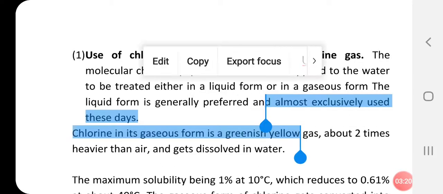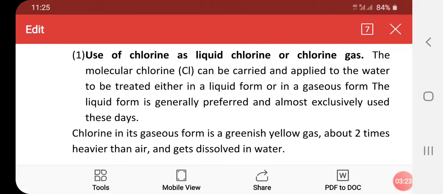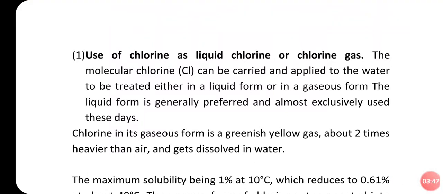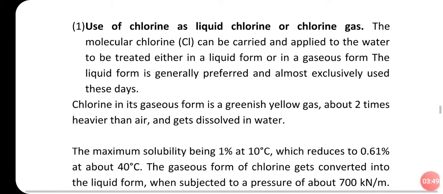So the molecular chlorine can be carried and applied to the water to be treated either in a liquid form or in a gaseous form. The liquid form is generally preferred and almost exclusively used these days. Chlorine in its gaseous form is a greenish yellow gas, about 2 times heavier than air, and it gets dissolved in water. So if it is in gaseous form, it is heavier than air, and it easily dissolves in the water.